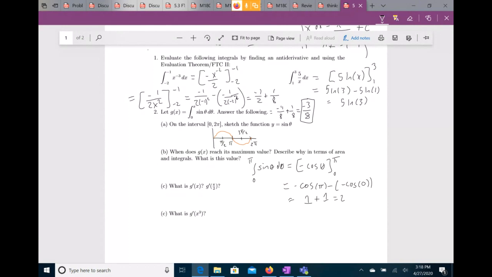Right. So for the next part, it's asking what is g prime of x and what is g prime of pi over 2? All right, so why don't y'all try this one? All right, so remember g of x is the integral from 0 to x sine theta d theta. So what is the derivative of g?